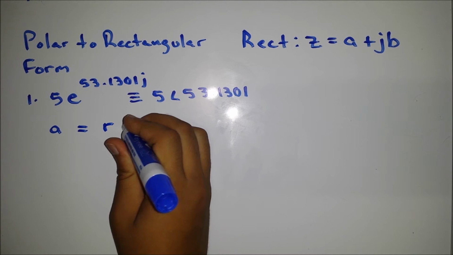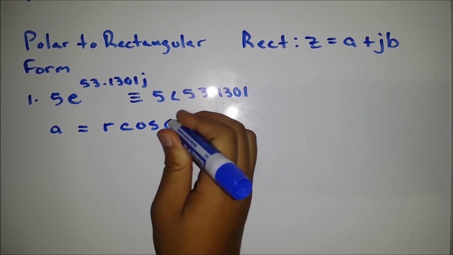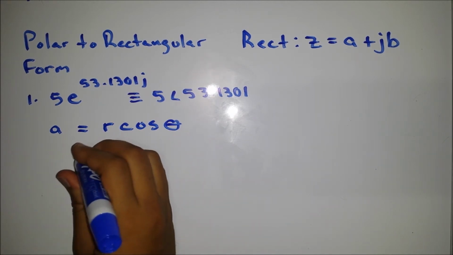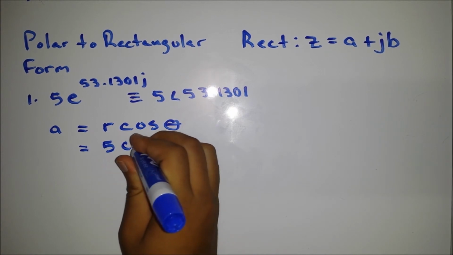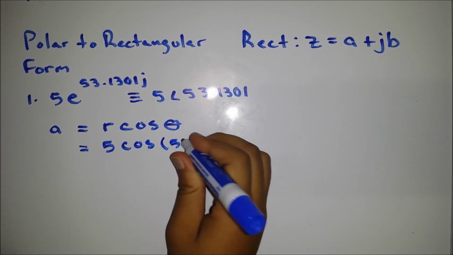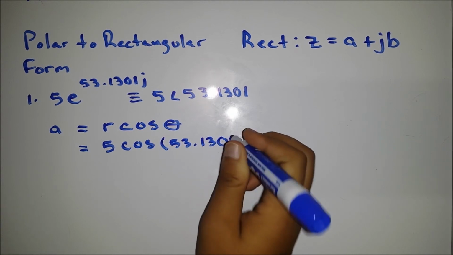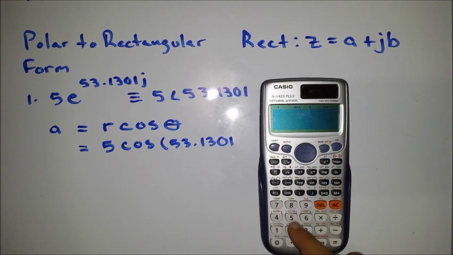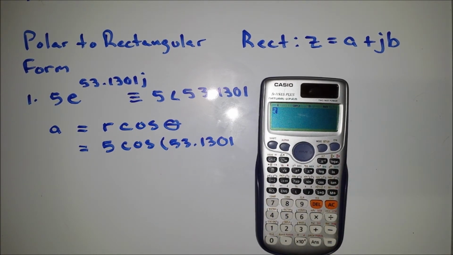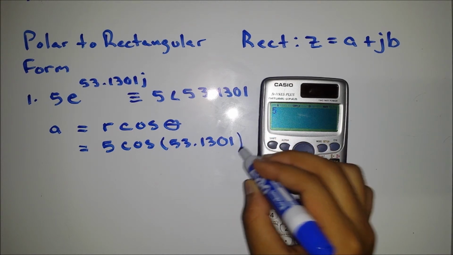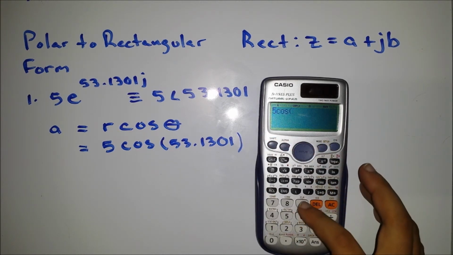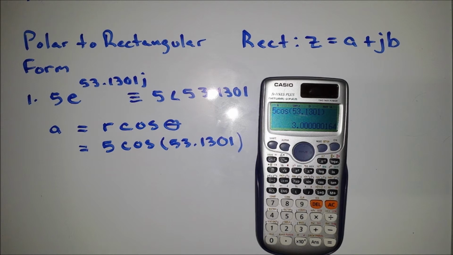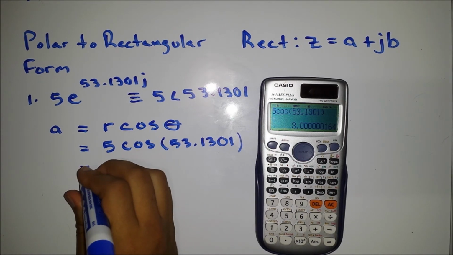A is equal to r, which is the magnitude, times the cosine of our angle zeta, which is the phase. In this particular exercise, our magnitude is 5, and our angle is 53.1301. Now, making use of a calculator, we will find the outputting value of this problem. We said it was 5 times the cosine of 53.1301. And that gives us a value of 3.